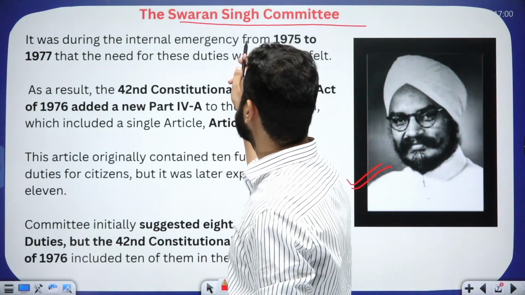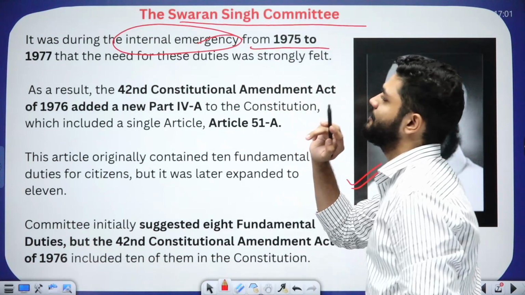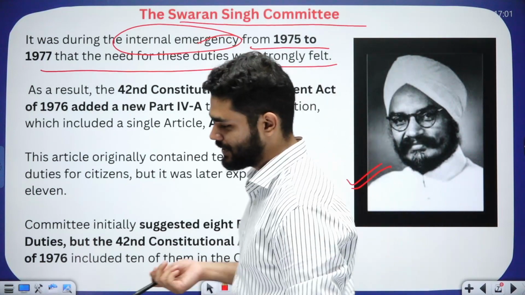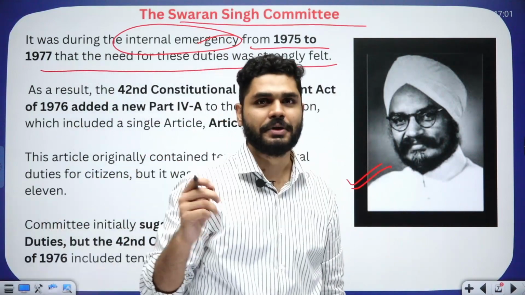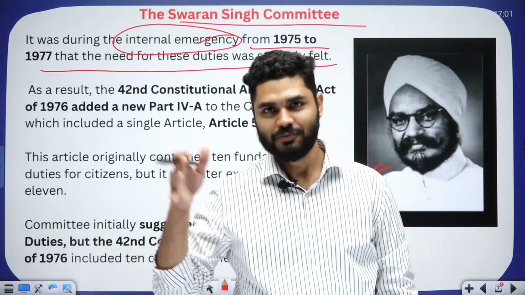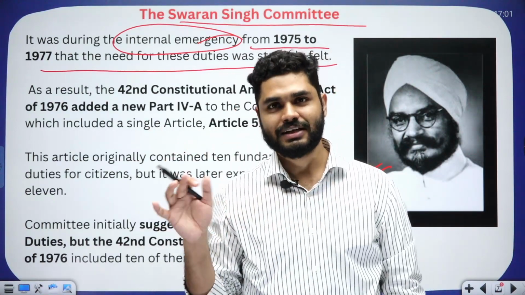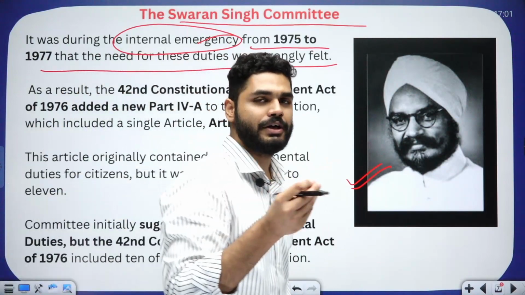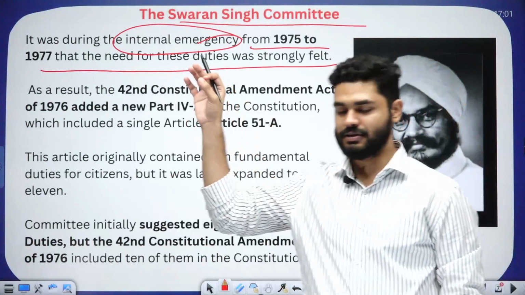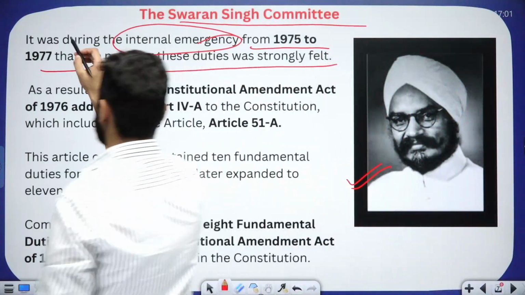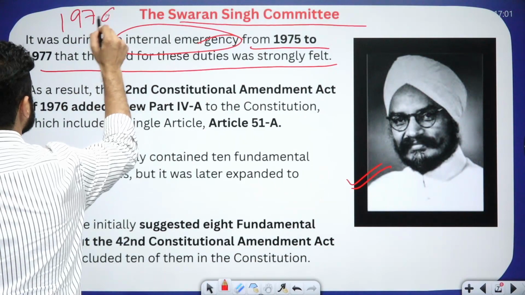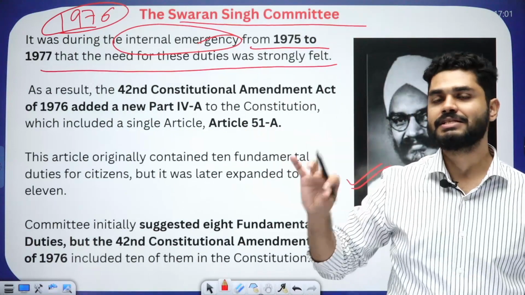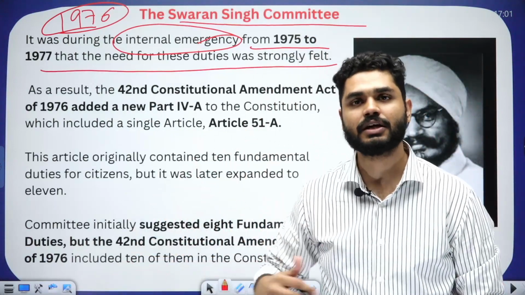It was during the internal emergency from 1975 to 1977 that the need for these fundamental duties was strongly felt. This idea of fundamental duties is categorically written in the Soviet Union idea, and it is quite close to power which is quite authoritative. In 1976, this fundamental duty was incorporated in the Constitution of India, a time between 1975 and 1977, which was a time of internal emergency.